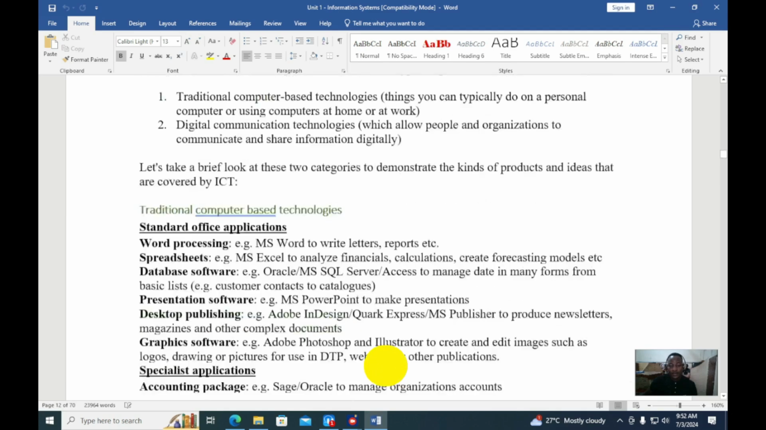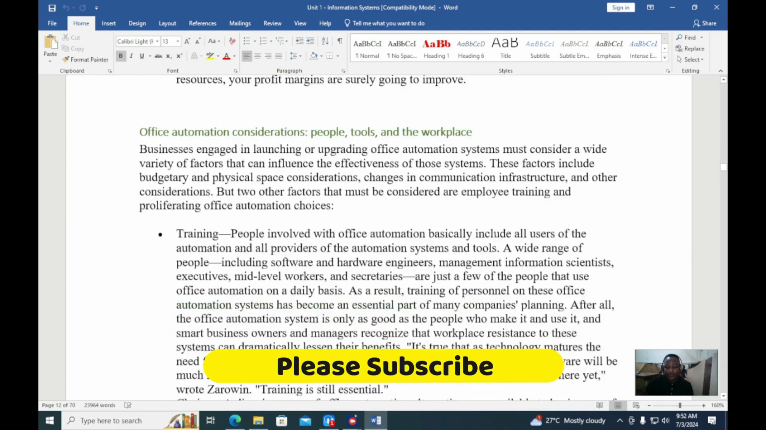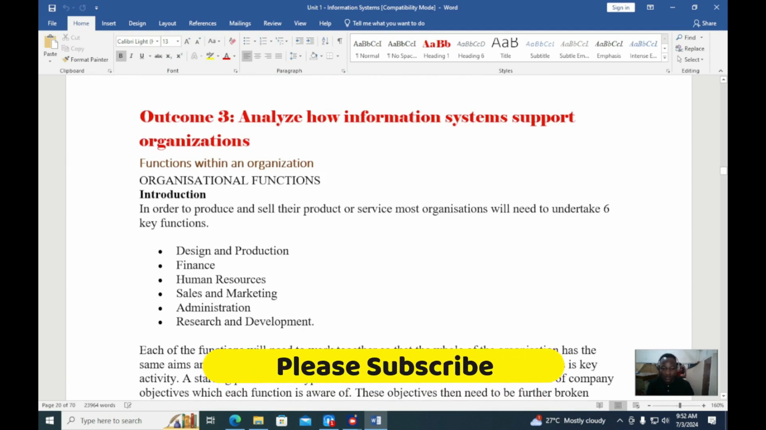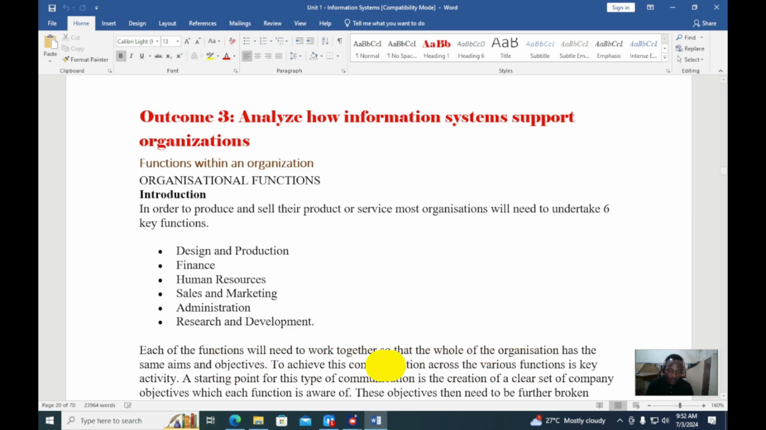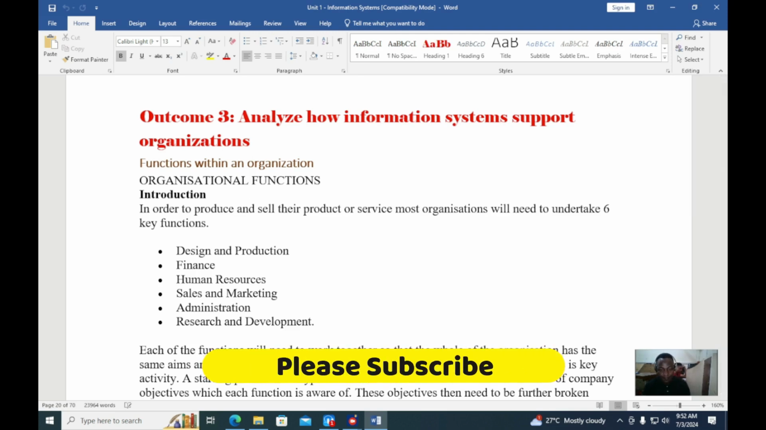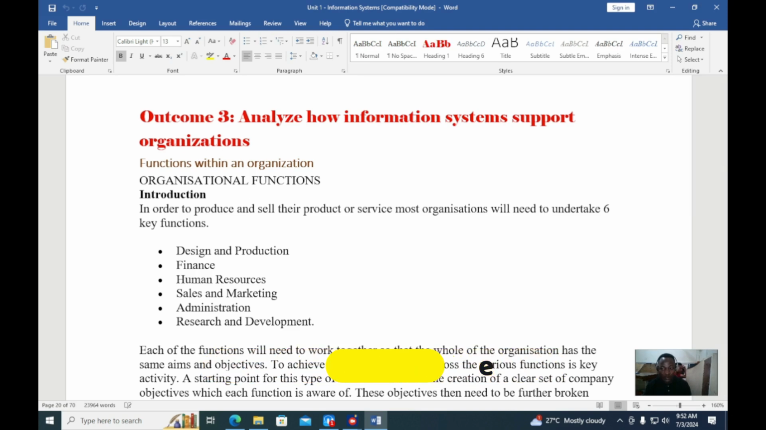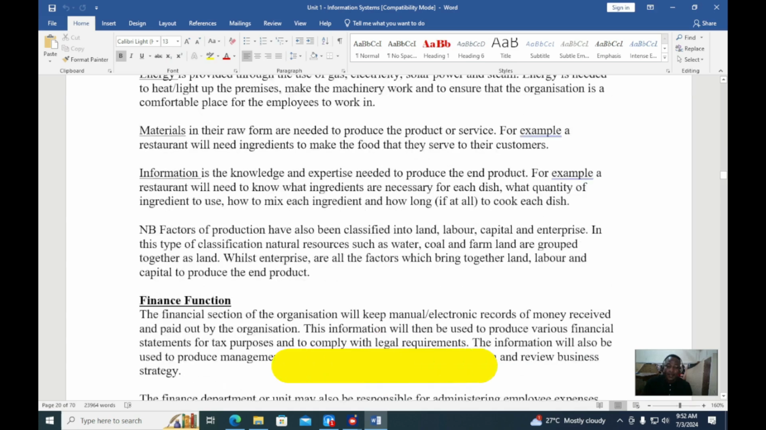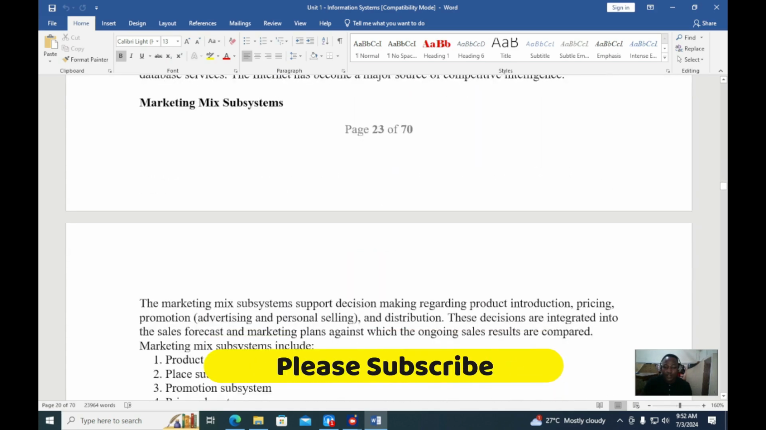The third outcome is majorly going to focus on how to analyze the information systems. How actually you're going to analyze how these information systems are going to support organizations. How are they supporting organizations in terms of designing and production, in terms of research and development, in terms of administration, etc.